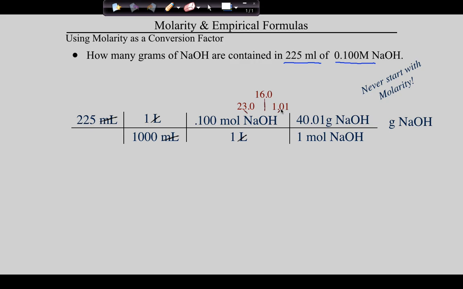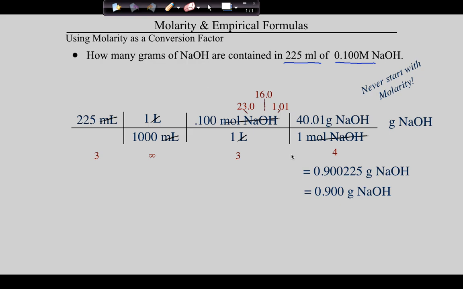Guys, at that point, we just got to do the math. So much so that let me just do it for you. So you've got 225 divided by 1,000 times 0.1 times 40.01, and that works out to 0.900225 grams. But now we've got to do significant digits. 225 is 3, milliliters to liters is perfect, 0.100 moles is 3, 40.01 is 4. So is that 3? 3. So that number to 3 significant digits would be 0.900 grams.